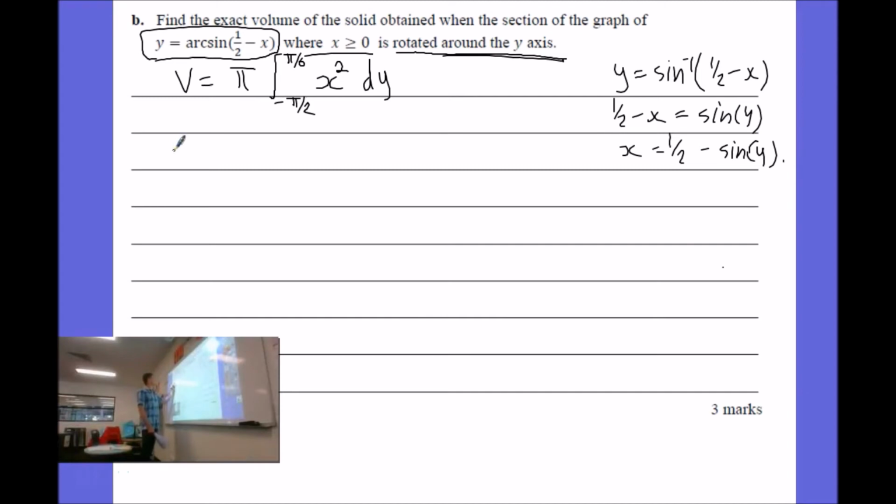So that becomes our integral now. The volume becomes pi times the integral from minus pi on 2 to pi on 6 of the bracket, half minus sine of y, all squared. Before we can integrate that, we're going to have to expand out this bracket.